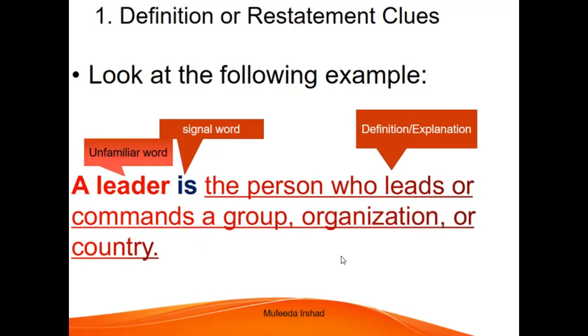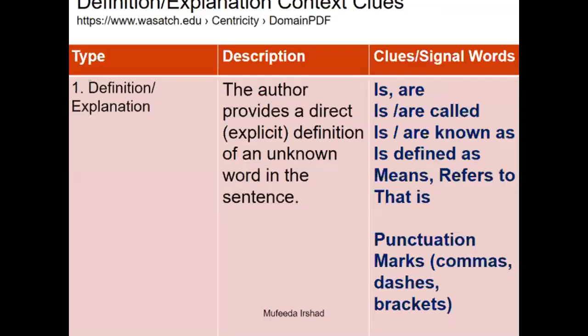All right. So this is a definition clue. We know that it's a definition clue because he has used the signal word is, and then he has given an explanation, or he has explained who a leader is. Right. Remember, sometimes authors provide a direct definition of an unknown word in a sentence.